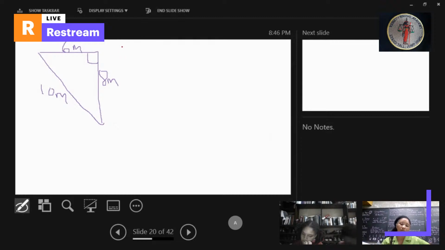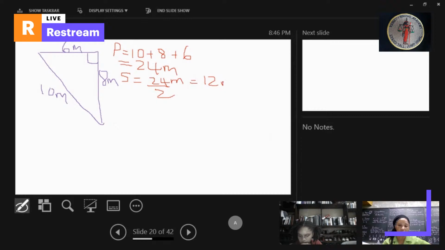So, miss, the first thing we're going to do is find the perimeter of the triangle. So it would be 10 plus 8 plus 6, miss, which is 24. And then we're going to find the semi-perimeter, so we would divide the 24 by 2. And that would give us 12 meters.